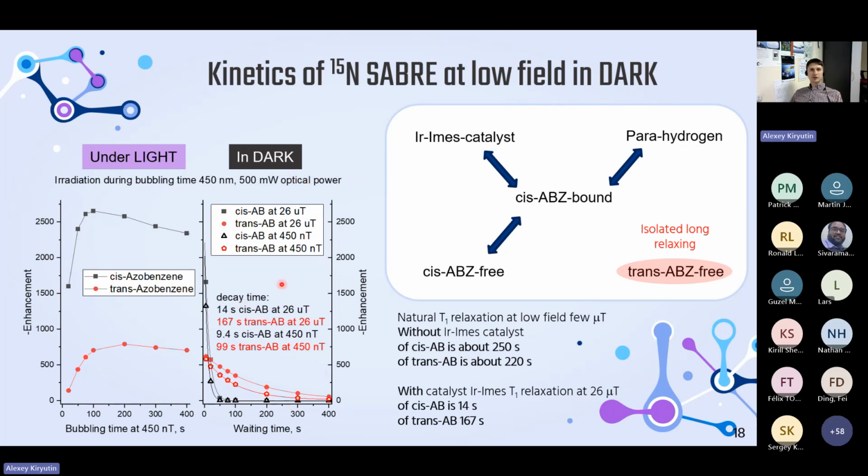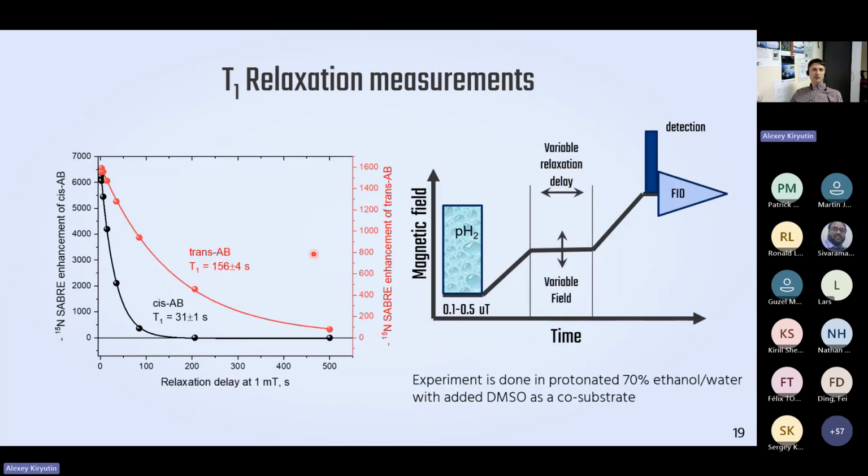This showed that in ultra-low magnetic fields and in the Earth's field, 50 microtesla, cis azobenzene relaxes very rapidly in the presence of the iridium complex, while trans azobenzene exhibits a T1 relaxation time of about 100 or 200 seconds. The SABRE experiments with azobenzene were highly reproducible, and the sample showed virtually no degradation, which allowed us to perform relaxation measurements in a magnetic field range from 1 millitesla to 9 tesla. The protocol of this experiment is shown on this slide.